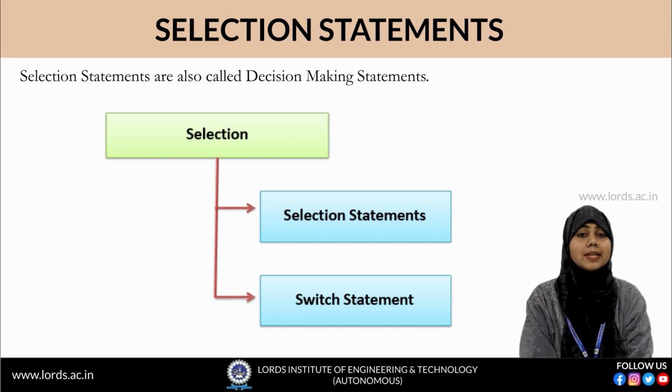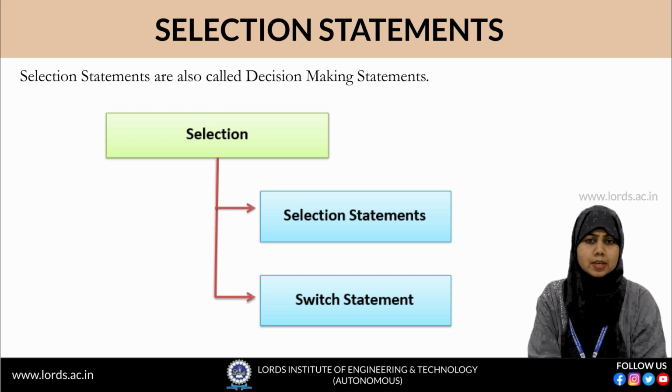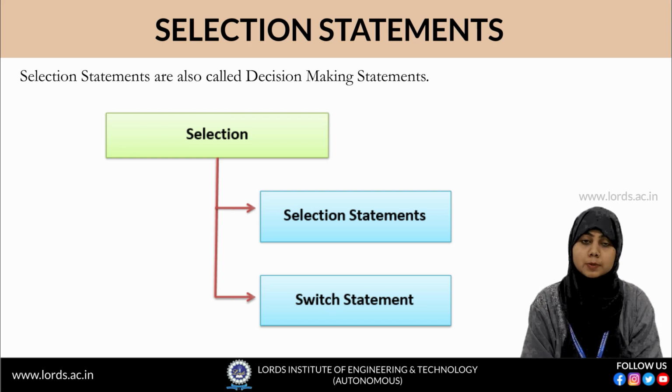Selection statements are also called decision making statements. As the name says, decision means we need to decide something. These decision making statements are able to decide which statement is to be executed and when. It evaluates a certain Boolean expression, and based on the result of that Boolean expression, it leads the flow of control to that particular statement.